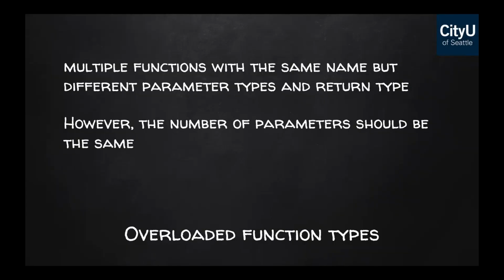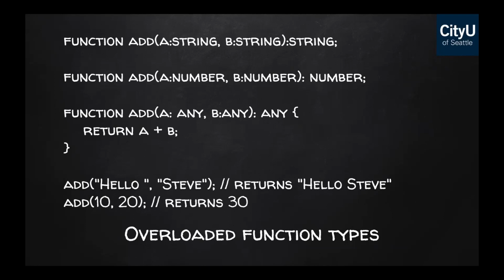Okay, so overloading functions. We forgot to code about this, but this should be fine. It's basically multiple functions of the same name, but different parameter types and return type. However, the number of parameters should be the same. Another word for these parameters is function signature. Is that specific to JavaScript? Because I've seen overloads in other languages. Yeah, different kinds of overloads.